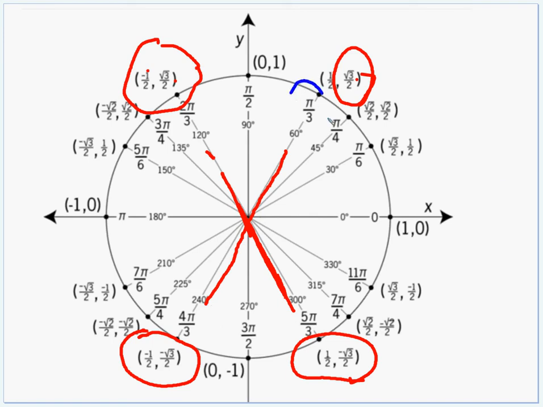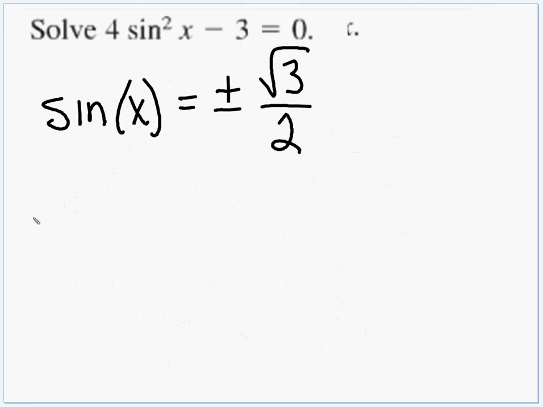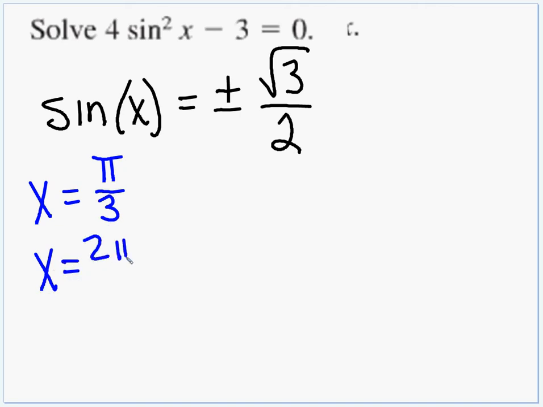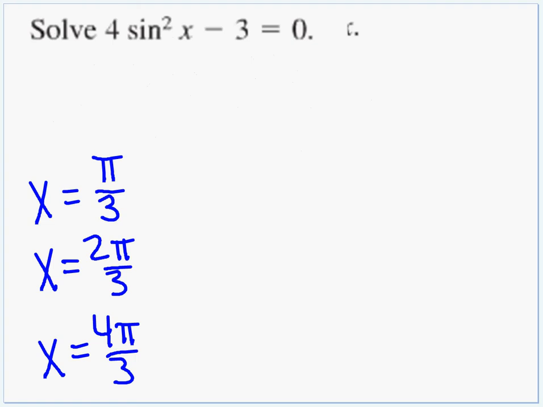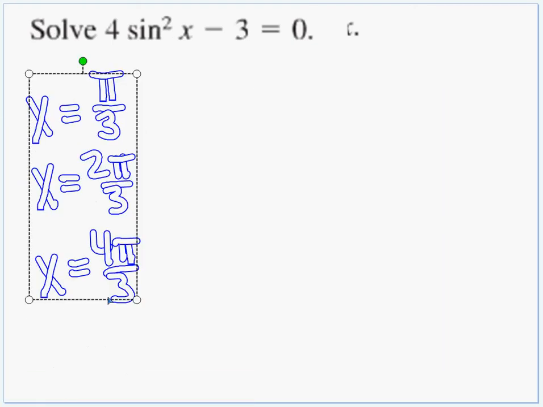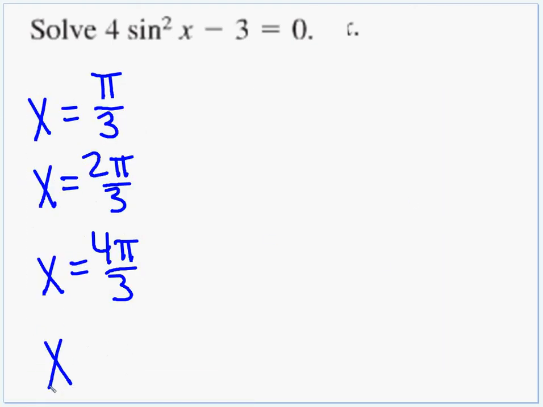So let's look at our angles. We've got 1/3, 2/3, 4/3, and 5/3. So I'm just going to list all of those out. So x equals 1/3 pi, 2/3 pi, 4/3 pi, and x equals 5/3 pi.